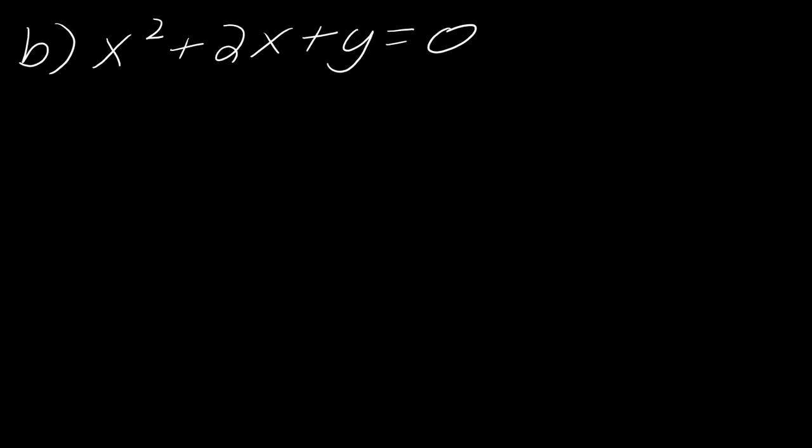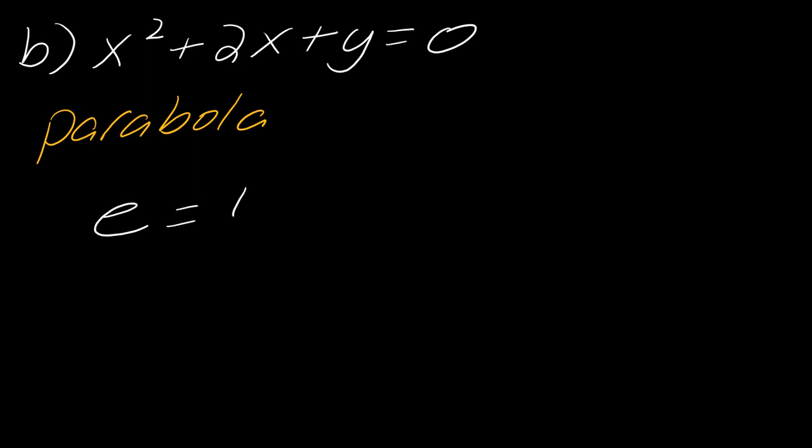Moving on to the next one, again, you have to first identify what type of conic section you have. I only have an x squared term, so I can tell just by looking at this that this is a parabola. Once you know it's a parabola, you don't have to do any other work to figure out the eccentricity. The eccentricity just equals 1, and that's it.